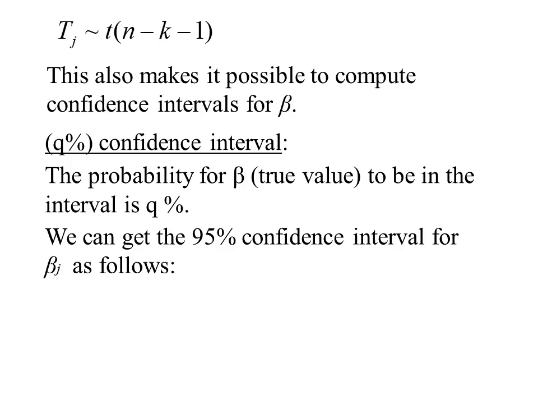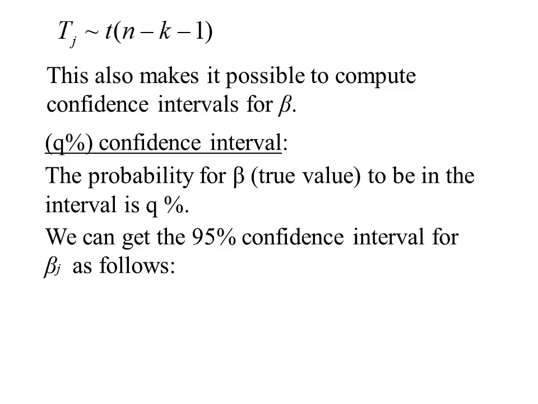This makes it possible to compute not only the p-value, but also confidence intervals for beta, that is, confidence intervals for the true value of the regression coefficient. In order to compute a confidence interval, we need to specify a level of probability for the confidence interval, such as 99% confidence interval, 95% confidence interval, and 90% confidence interval.